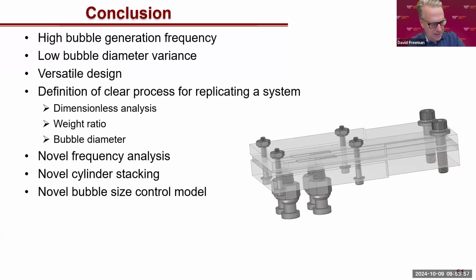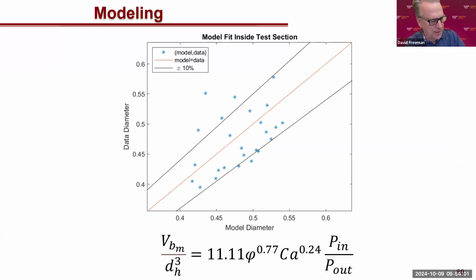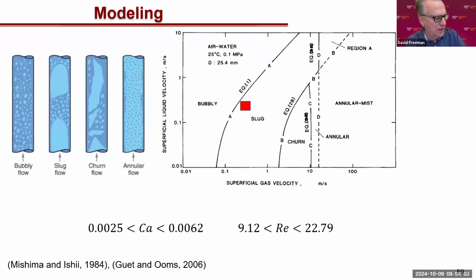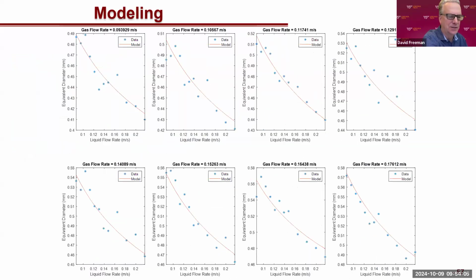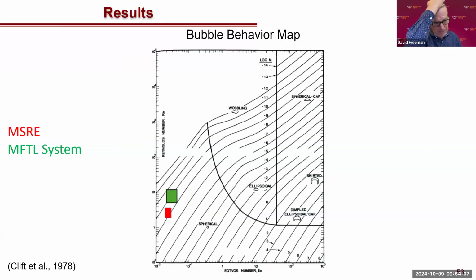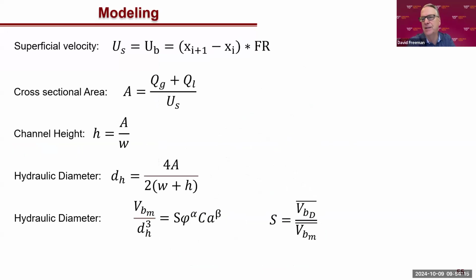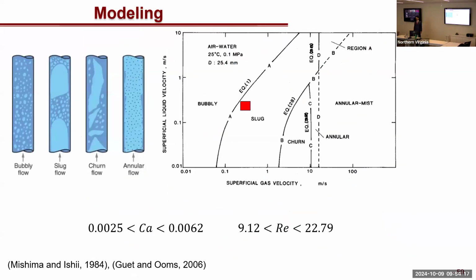And I think you showed that in one of those figures you presented, with a red square and a green square, which was the footprint of your work against what you were targeting, the MSRE. Okay, that makes sense. Thanks a lot. Yes, sir.